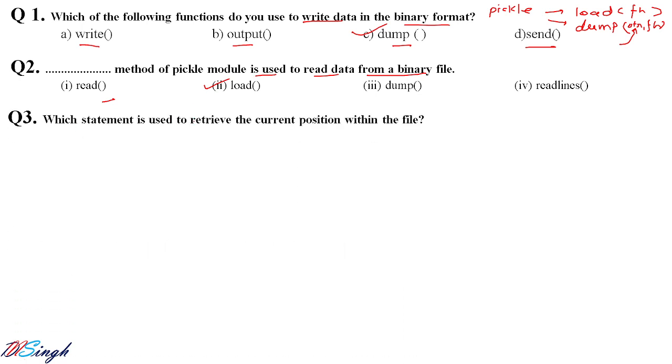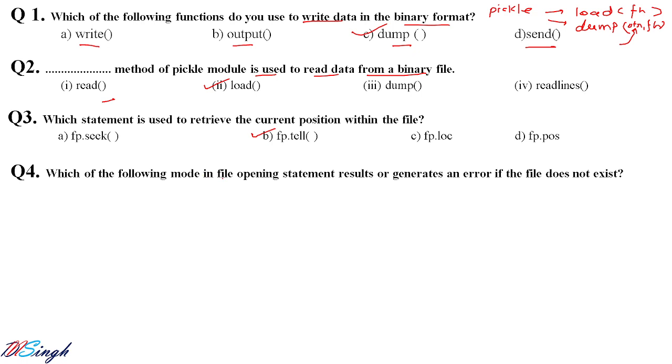Let us see the third question. Which statement is used to retrieve the current position within a file? To know where your file pointer is inside the file, there is a special function called tell, and that is called with the help of the file handle. So the tell function is going to tell you the current position of the file pointer in your file.